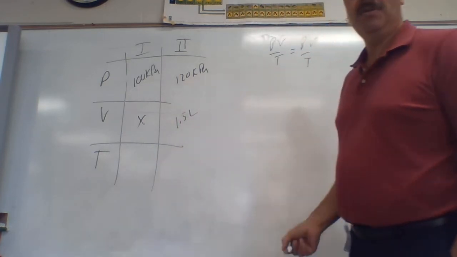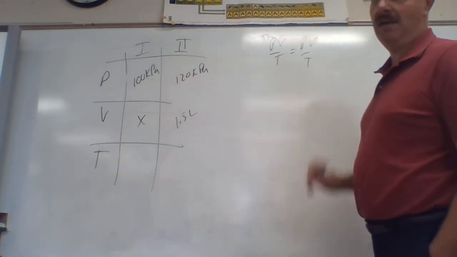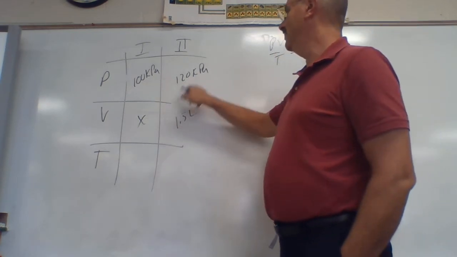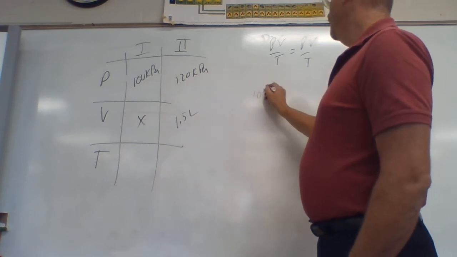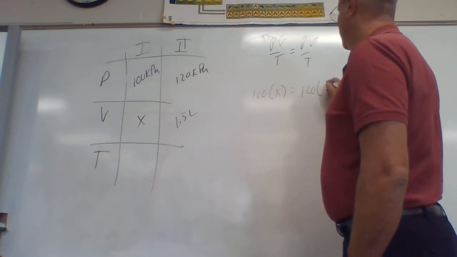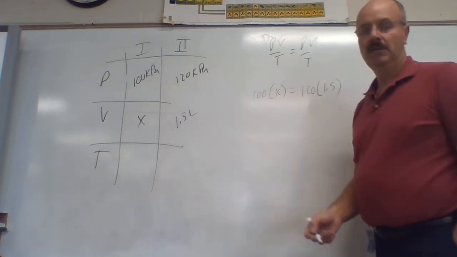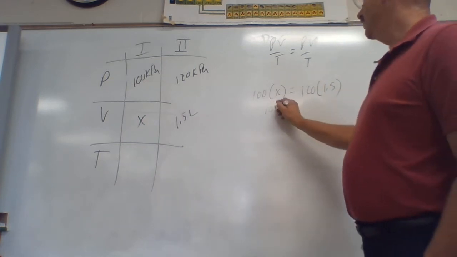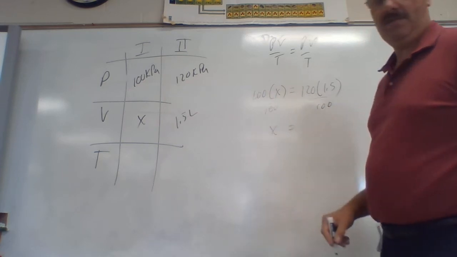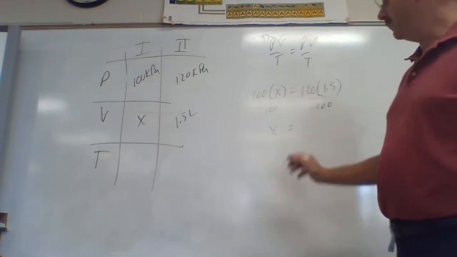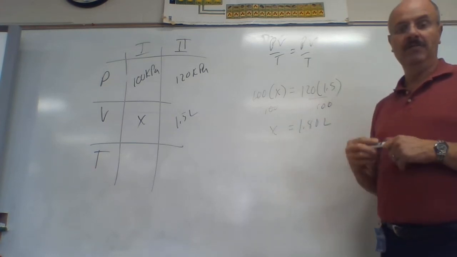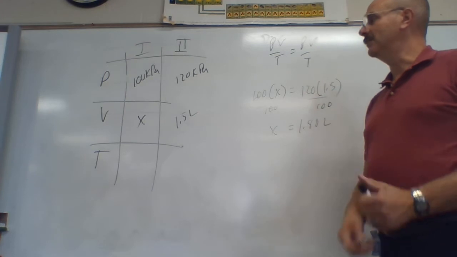So this time temperature is staying the same, so we're going to be able to keep temperature out of there. So we're going P times V equals P times V. So this times that equals this times that. So we got 100 times X equals 120 times 1.5. So I gotta get X by itself, so divide both sides by 100. And X ends up equaling 1.80 liters.